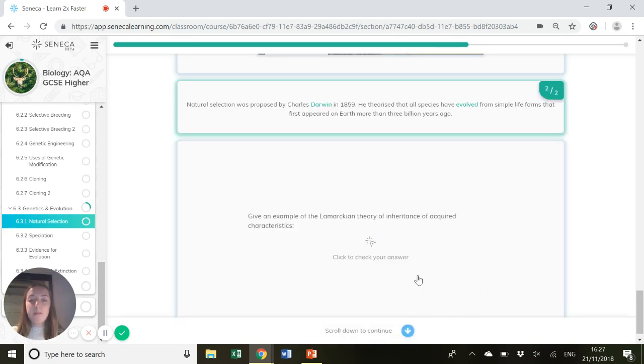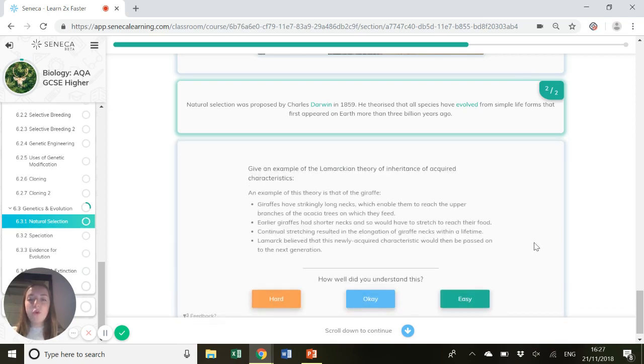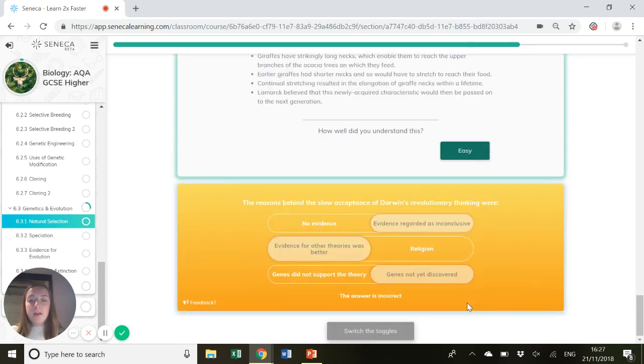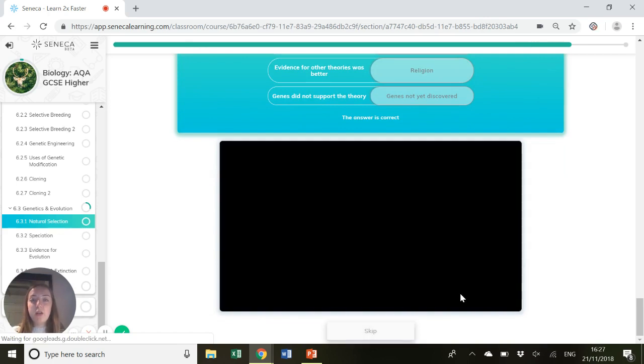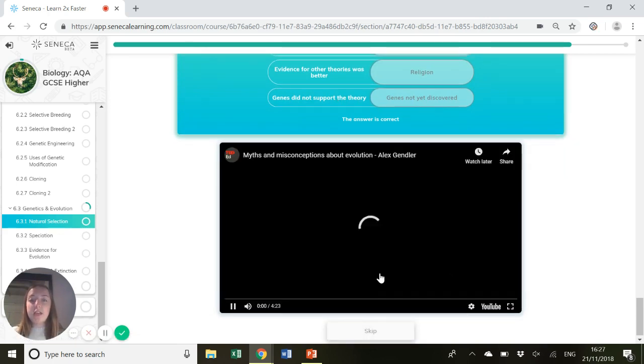So now we've got to give an example of Lamarck's theory of inheritance of acquired characteristics, which we've seen before, which is that of the giraffe. So we've understood that well. So, some reasons behind the slow acceptance of Darwin's evolutionary thinking. These were evidence regarded as inconclusive, that's right. Religion, that's another one, because it challenged the belief that God created everything equally. And also, genes have not yet been discovered.